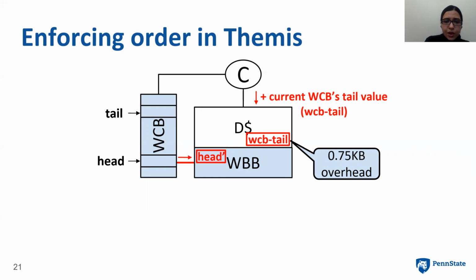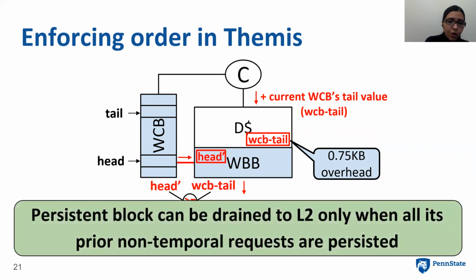When any cache block that belongs to PM is going to be drained to L2 because of cache replacement policy or flush instructions, Themis compares its WCB tail with head prime, and it can only be drained if head prime is larger than or equal to WCB tail. This means that any cache block that belongs to PM can be evicted from L1 only when all its prior non-temporal requests are persisted.